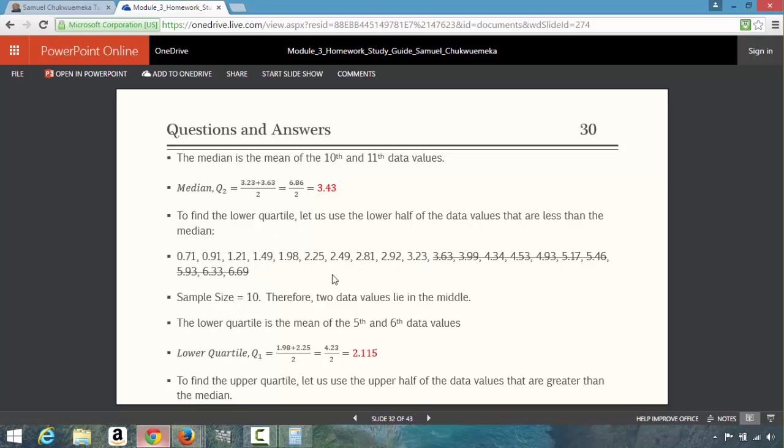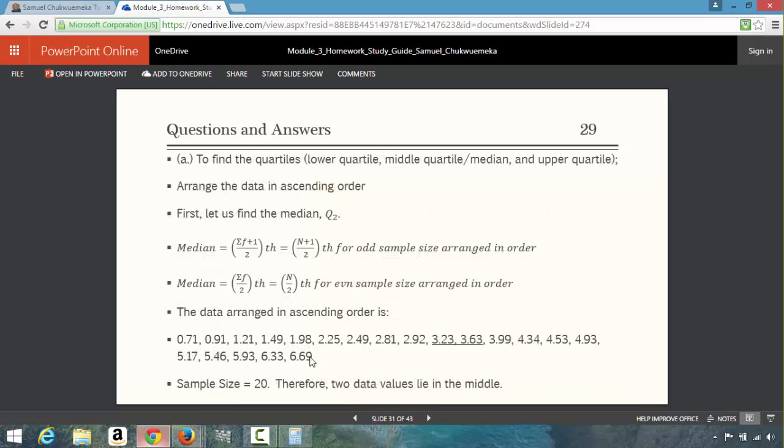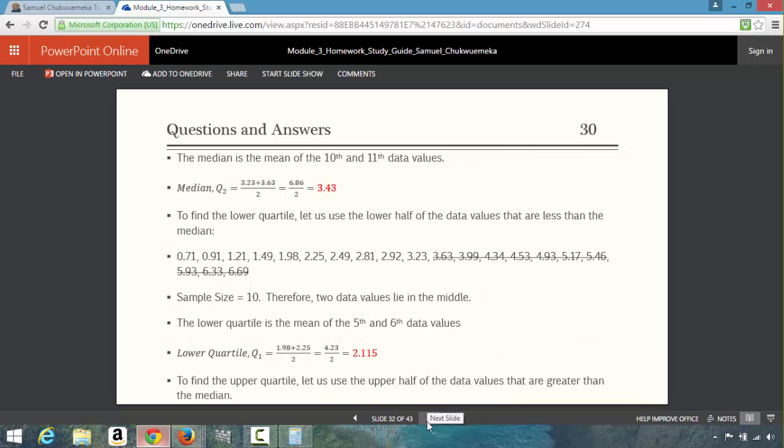1, 2, 3, 4 out here. So it will be the 5th and 6th values. Okay. That's the way you find it. Because in this median, you have 20. So 20 divided by 2 is 10. So take 9 out from the front. Take 9 out from the back. You're left with the 10th and 11th values, because these are even sample sizes. Now, for odd sample size it is much more straightforward.